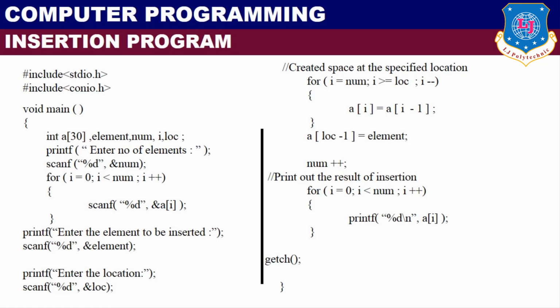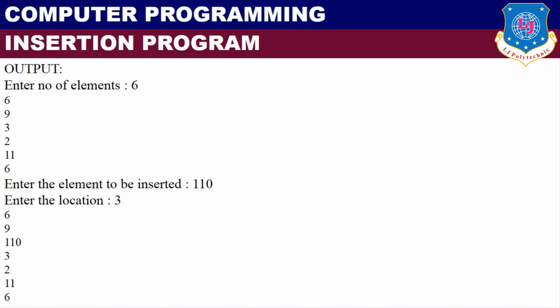Here you can see the output: 6, 9, 3, 2, 11, 6, our new element 110 and location, and after inserting our array will be 6, 9, 3, 110, 2, 11, 6. So this is the insertion operation.